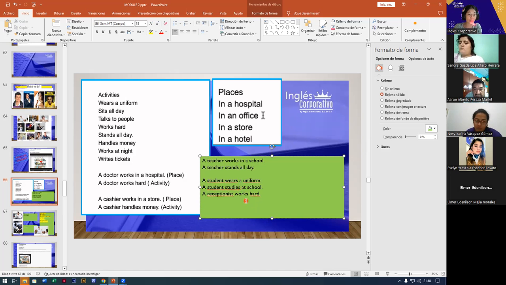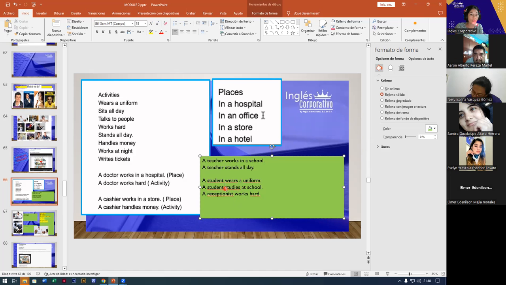Yes, here in some cases it's necessary to include it. A student studies at a school. Or you can also say, to substitute, spends time at school. So it can be two possibilities. Spends time at school, or studies at school. Because to substitute study, there is no other word to substitute it.